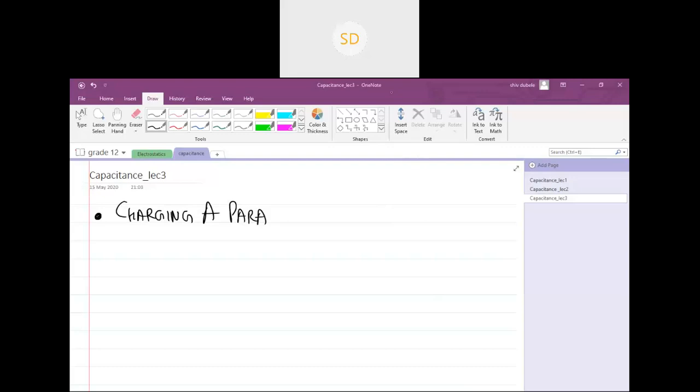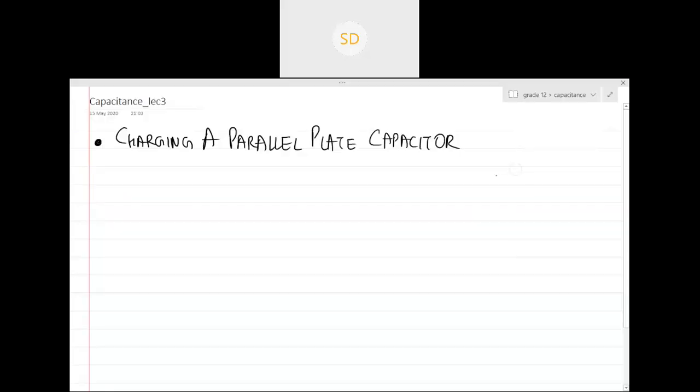So guys, write down the heading: charging of a parallel plate capacitor using a battery. Now, guys, tell me what happens when you have a parallel plate capacitor and you start charging that capacitor with the help of a battery.